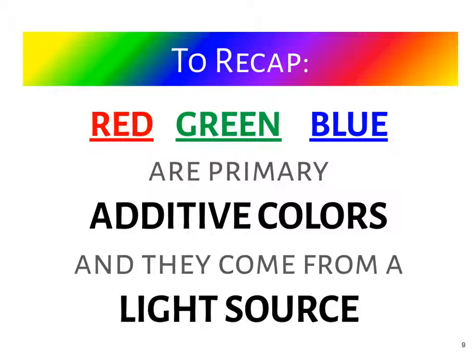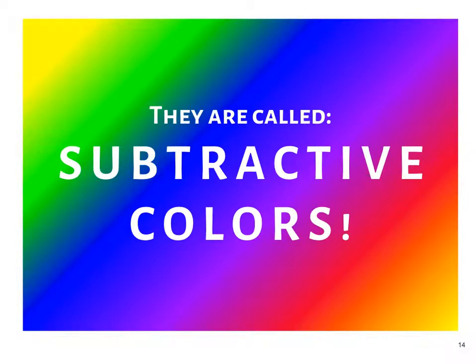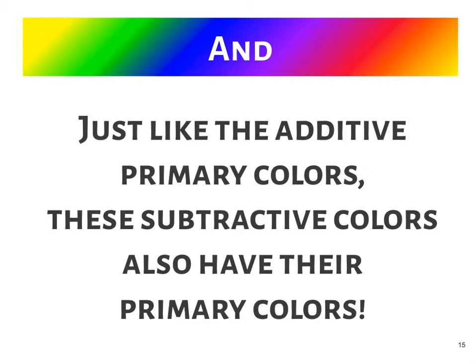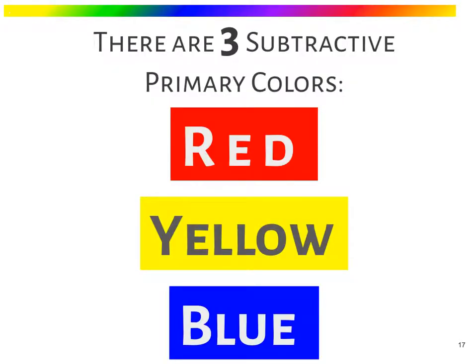So now the question is, what do you call the colors that do not come from a light source? The answer is very simple. They're called subtractive colors. And just like the additive primary colors, these subtractive colors also have their own primary colors, but they are slightly different. So as I mentioned before, the subtractive primary colors have three, and they are red, yellow, and blue.